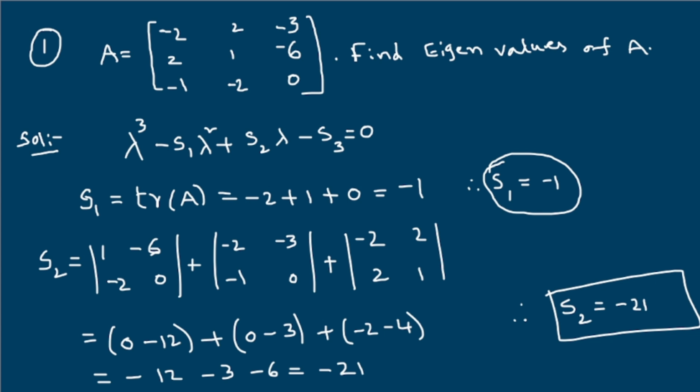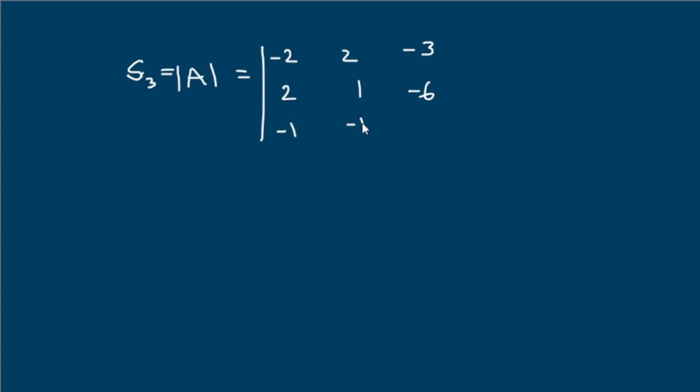Now coming to S3. What is S3? S3 is the determinant of the given matrix A. The matrix is minus 2, 2, minus 3, 2, 1, minus 6, minus 1, minus 2, 0. In fact, you can find the determinant of the matrix A by using the calculator itself, if you are allowed a calculator in the exam.